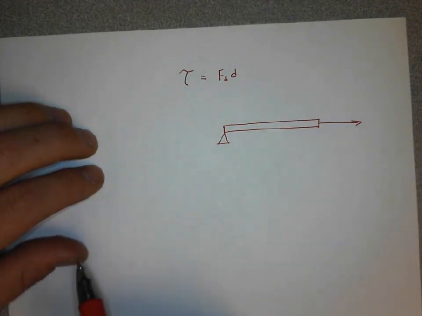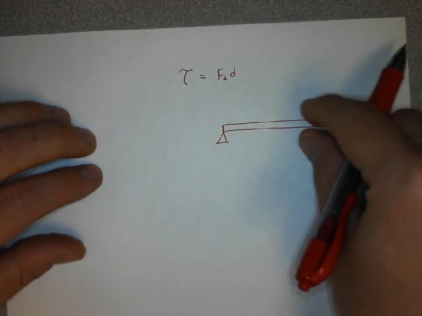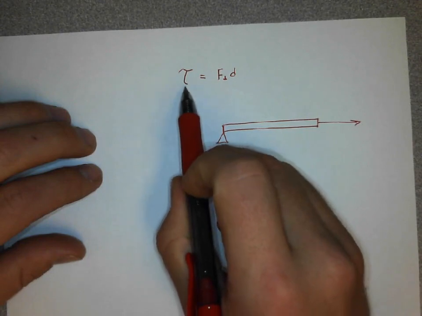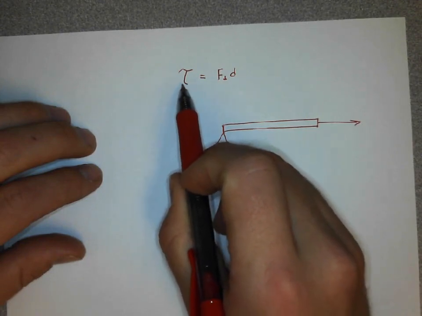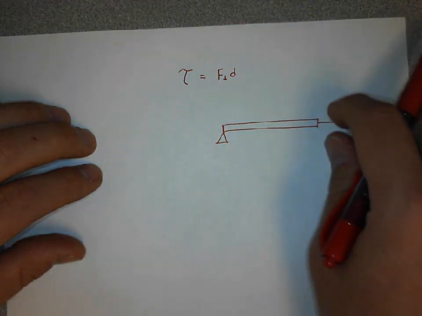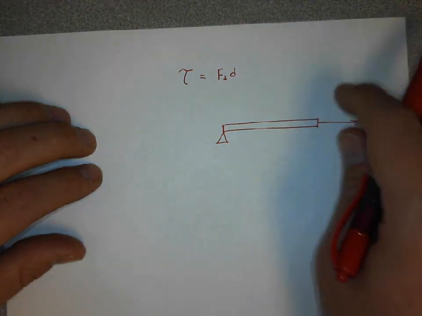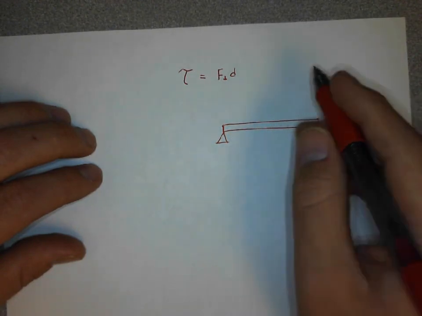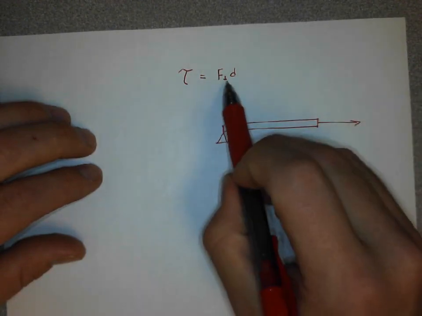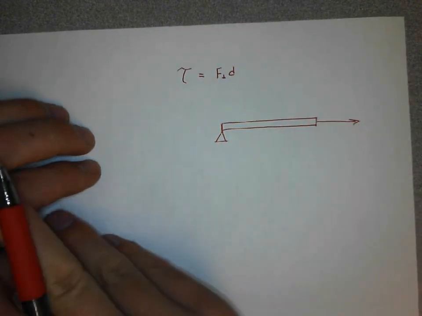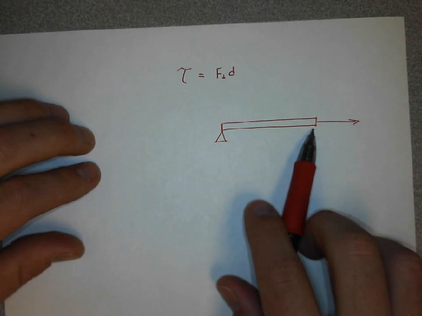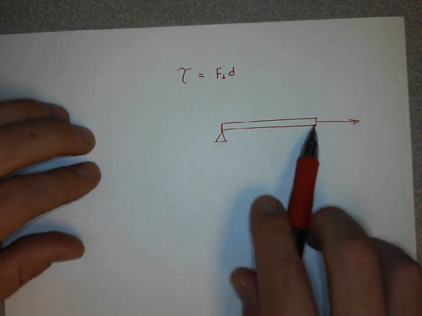If I just grab right here and just pull, remember torque is all about trying to get an object to rotate. If I just pull on this, no rotation's happening. At least not to the bar itself. And so that's why we have to specify perpendicular force. This is a parallel force. We're talking about perpendicular to my lever arm itself.